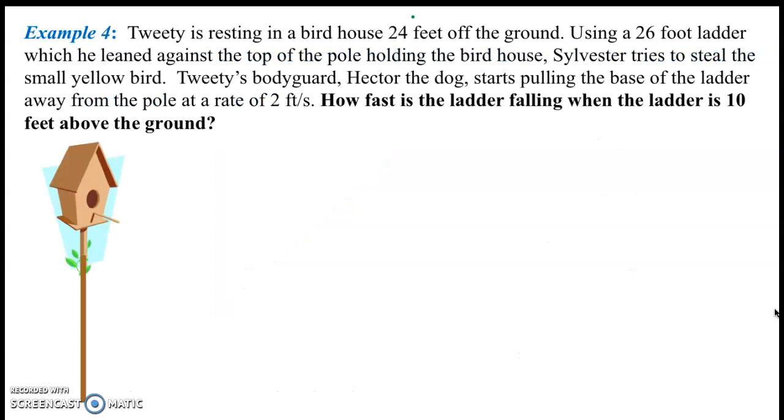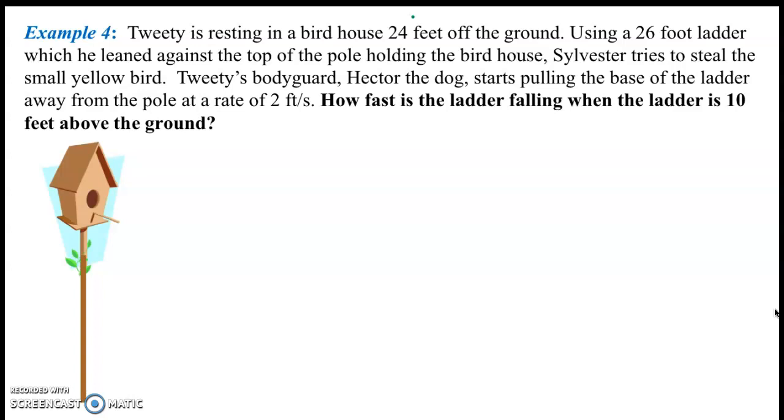Again, this is from the worksheet from section 4.1 that you can find in Blackboard. This is example 4 of the worksheet, and it says, Tweety is resting in a birdhouse 24 feet off the ground using a 26-foot ladder, which he leans against the top of the pole. Holding the birdhouse, Sylvester the cat tries to steal the small yellow bird. Tweety's bodyguard, Hector the dog, starts pulling at the base of the ladder away from the pole at the rate of 2 feet per second. How fast is the ladder falling when the ladder is 10 feet above the ground?